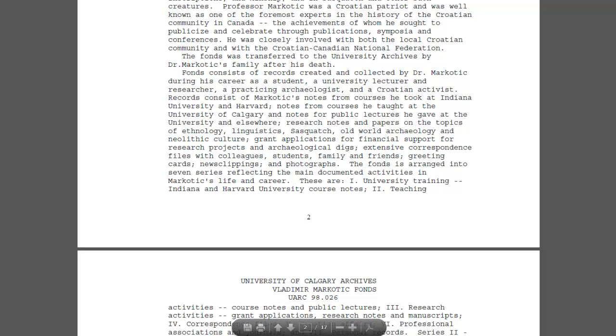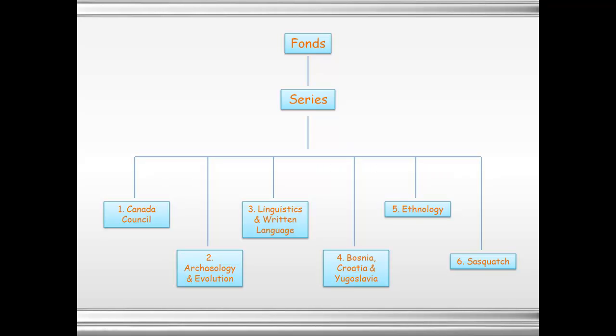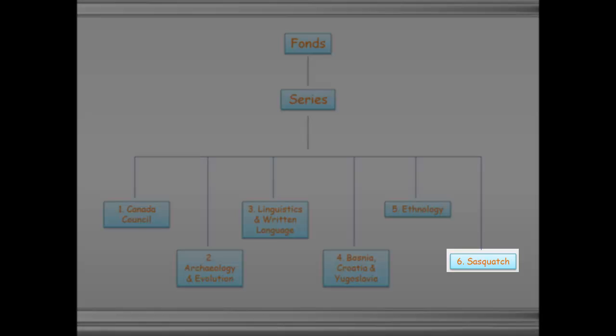The Dr. Markotic records are arranged into 7 series, and some of the series are arranged into subseries. A diagram may make this clearer. Series 3 in the Markotic records captures a broad spectrum of his research interests. These interests have been further subdivided into more specific sections, of which Subseries 6 deals with Markotic's interest in Sasquatch.